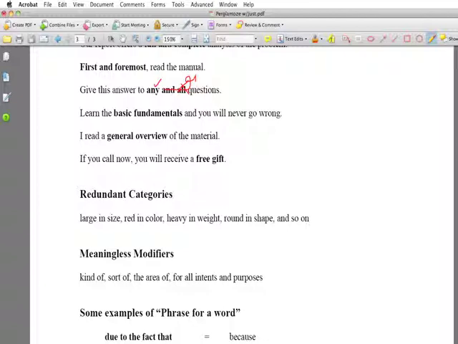And then there's some phrase for a word: due to the fact that, almost always just delete it, replace it with because. And there's a few more there on the sheet that won't show up in the screen here, but you can see them if you look at the script that goes along with this brief lecture.